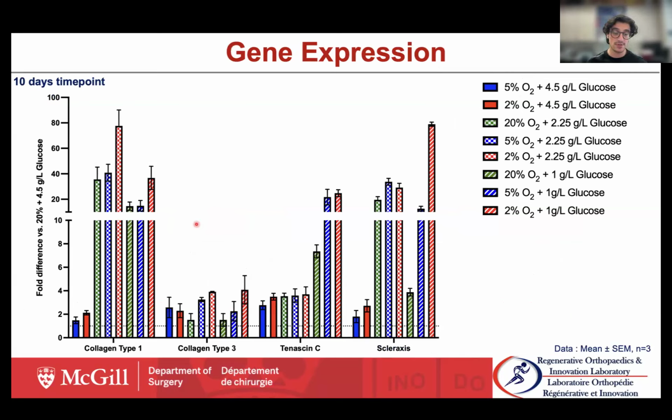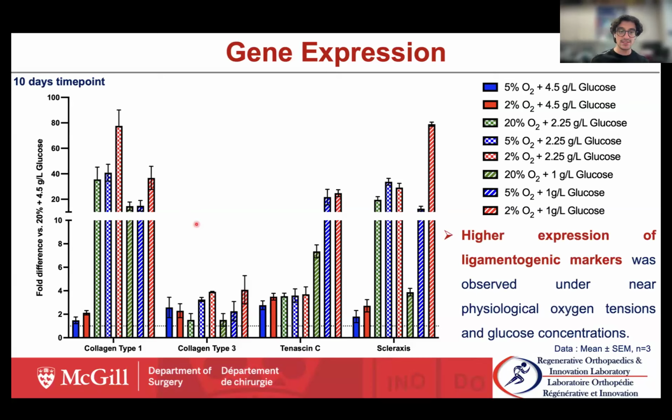So we looked at the gene expression of matrix proteins such as collagen type 1 and collagen type 3, but also key proteins found in the matrix, like tenascin C, a glycoprotein that regulates cell-matrix interaction and matrix organization, as well as scleraxis, which is the master regulator of this phenotype and the earliest known marker of the ligamentogenic and tenogenic lineage. And we observed higher expression of these markers under near physiological oxygen tensions and glucose concentrations.